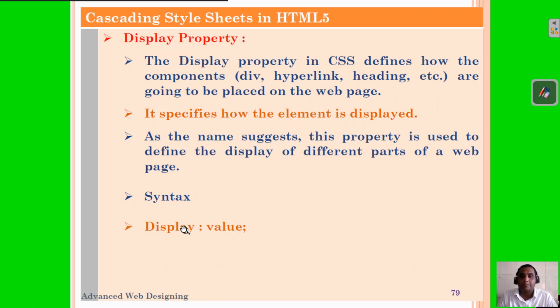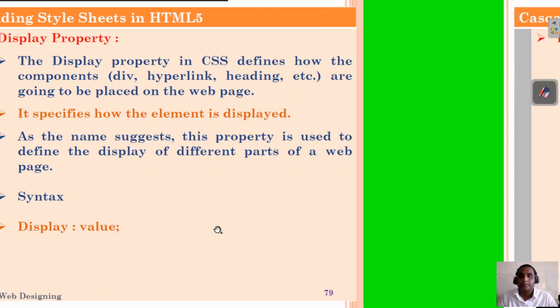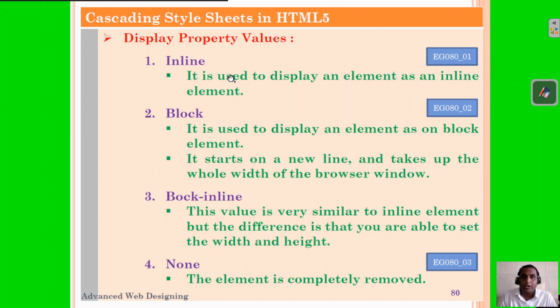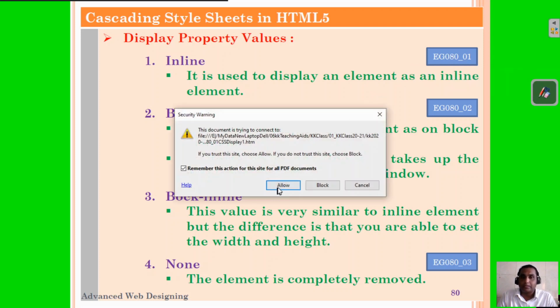How do we write display property colon value? Okay, values are inline, block, inline-block, and none. What is inline? It is used to display an element as an inline element. When I show you an example, you will come to know what is inline element. Let us see that.